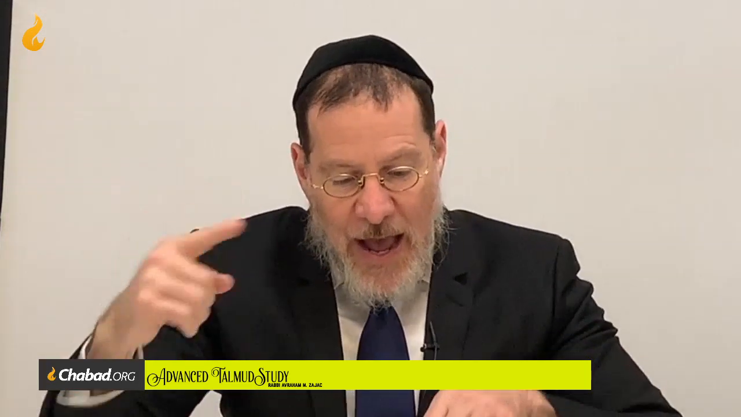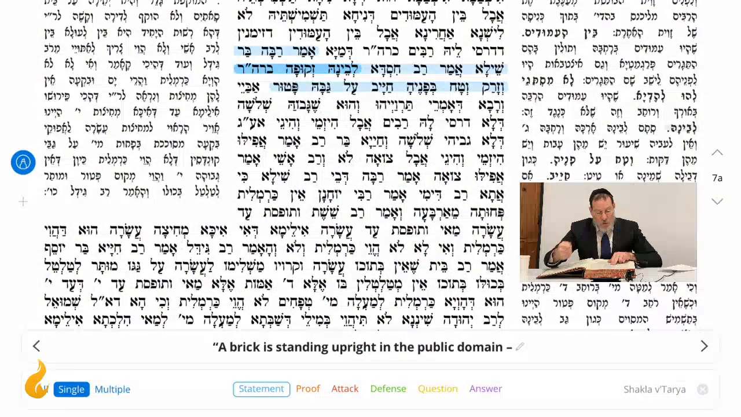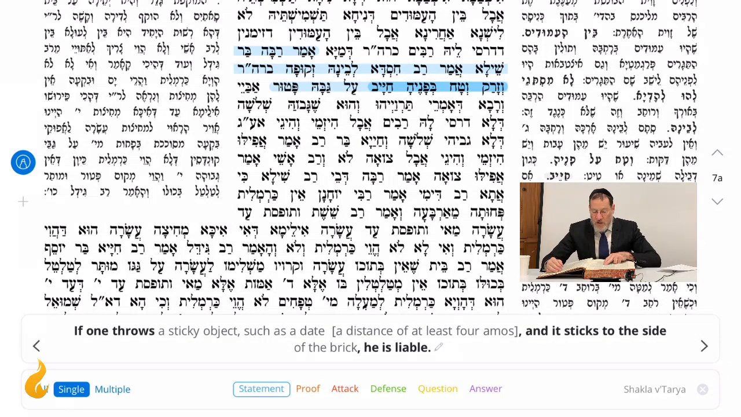So now you have this brick, right? And it's laying the way you put it into a building, right? You're laying it on its platform, 3 by 3, but then the height creates a wall. So now there's a wall over the area right around it. And someone threw something. Now let's speak about someone throwing 4 amos into the Reshus Harabim.